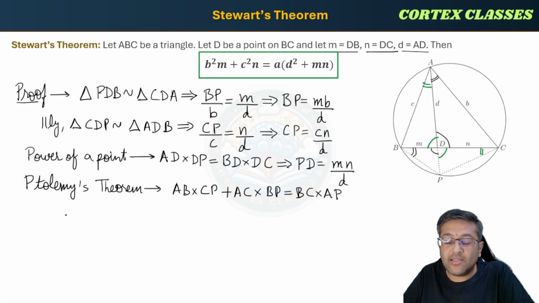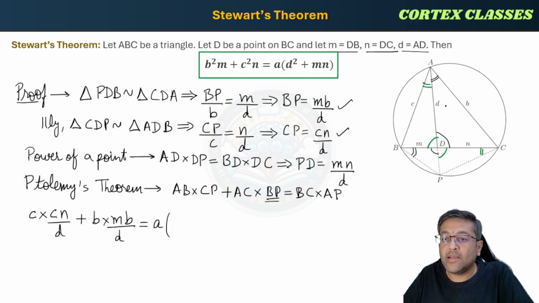Now let us just put in the values of all the variables. Guys, what is AB? That is C, into CP, which we found here, that is CN upon D. Plus, what is AC? AC is B, into what is BP now? BP's value we found earlier, that is M into B upon D, is equal to, now what is BC? BC is A, that length is A directly. And what is AP?